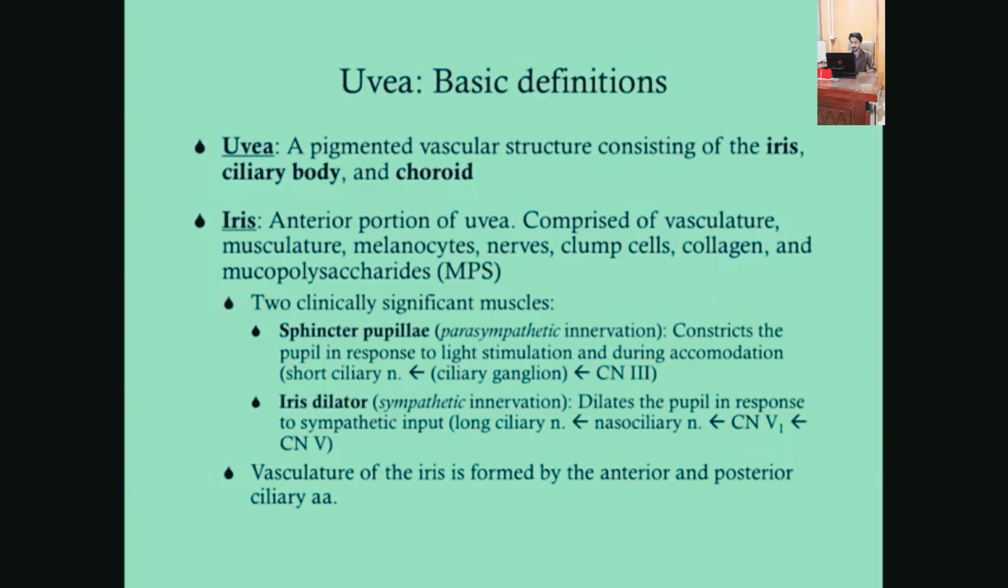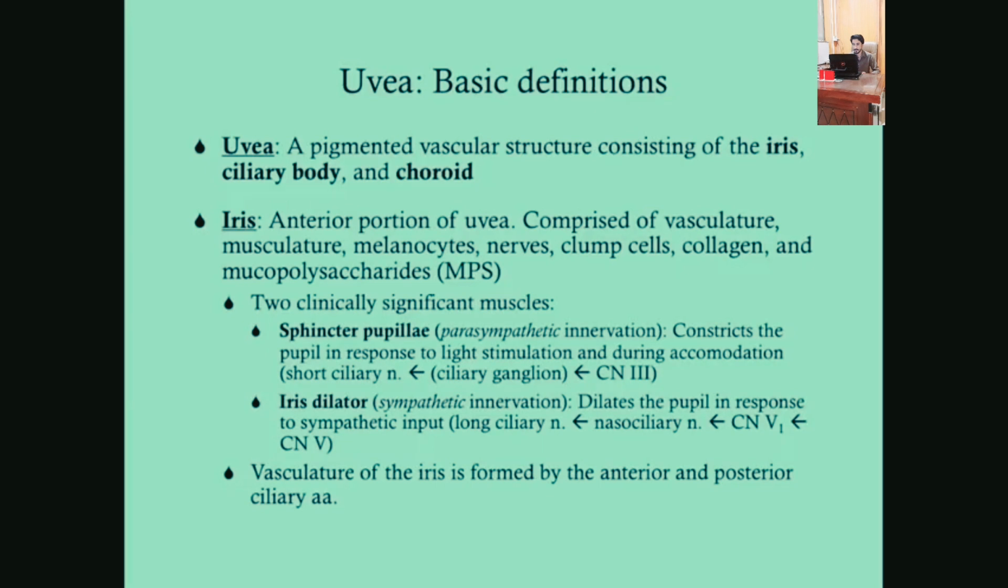So the uvea, as mentioned, is a pigmented vascular structure that consists of the iris, the ciliary body, and the choroid. The iris is the anterior part of the uvea. It's got many different components: vasculature, musculature, melanocytes, and melanocytes are what gives your eye its color. It's got nerves that provide the musculature its innervation, clump cells, collagen, and mucopolysaccharides. There's two very clinically significant muscles, and these muscles are what change the size of the pupil. So the pupil is just the aperture of the iris.